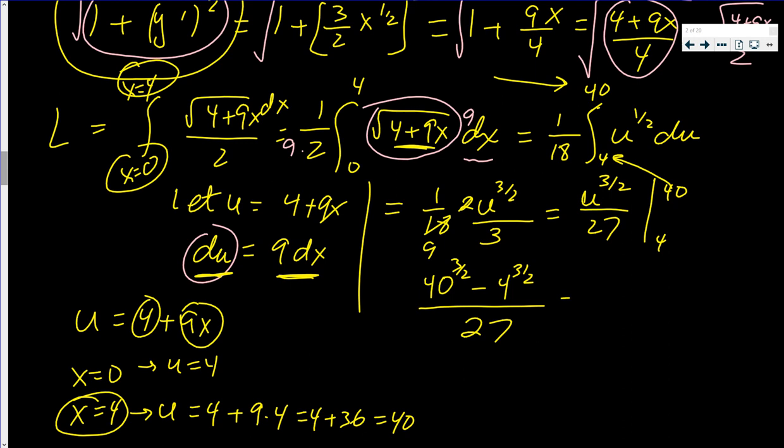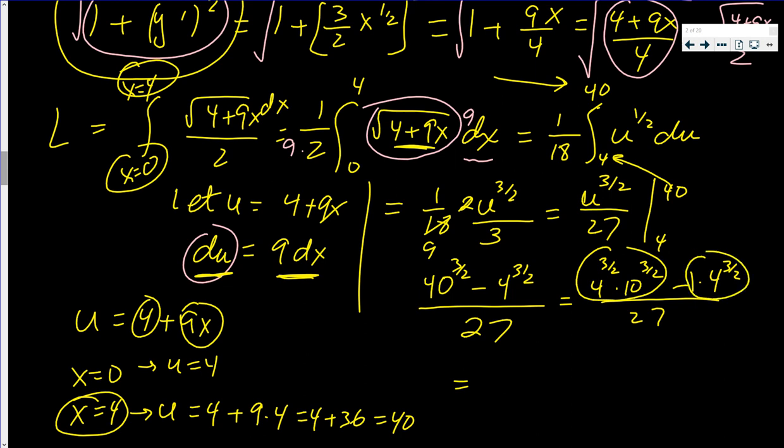Now, 40 is 4 times 10. So it's going to be 4 to the 3 halves times 10 to the 3 halves minus 4 to the 3 halves, of course, times 1 over 27. So in these two terms, I have something in common: 4 to the 3 halves. So I factor it out. So what's left over is this, over 27.